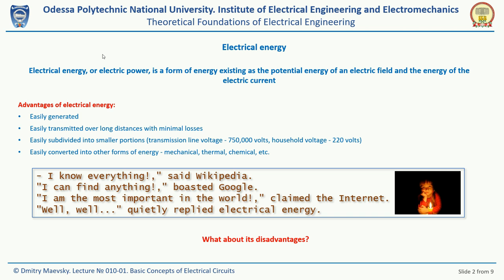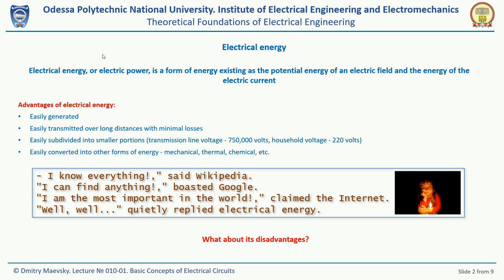The concept of energy unifies all natural phenomena into a whole, providing a general definition of the state of physical bodies and fields. In turn, it's considered that electrical energy, or electric power, is a form of energy that exists in the form of potential energy of electric and magnetic fields and the energy of the electric current. As you can see, all these definitions do not answer the questions of what energy is in general and what electrical energy is in particular. Perhaps someday humanity will provide answers to these questions, and most likely they will be completely different from those presented here.